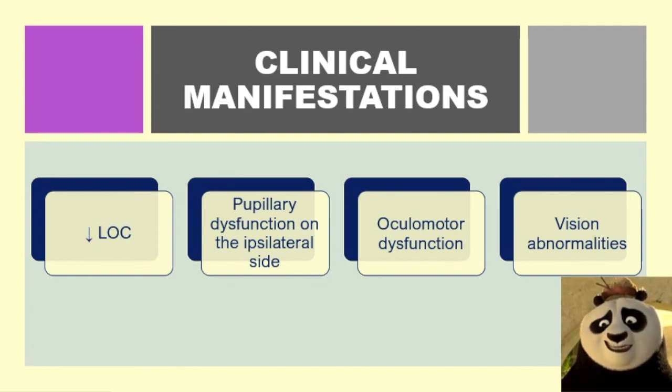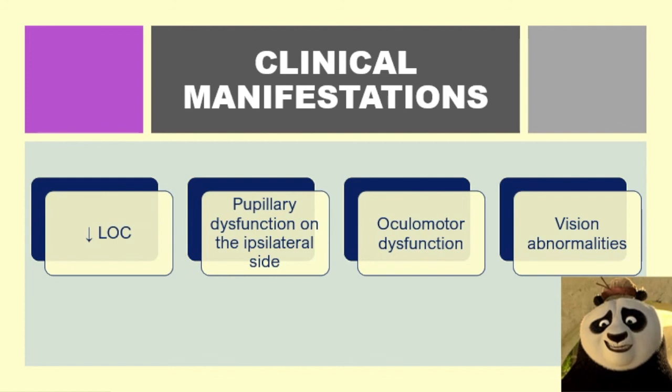Now, other signs and symptoms would result in pupillary dysfunction on the ipsilateral side. Again, when I say ipsilateral, class, okay, if it is the right side of the brain of the patient that is damaged, it is also the right side of the eye that would have the pupillary dysfunction.